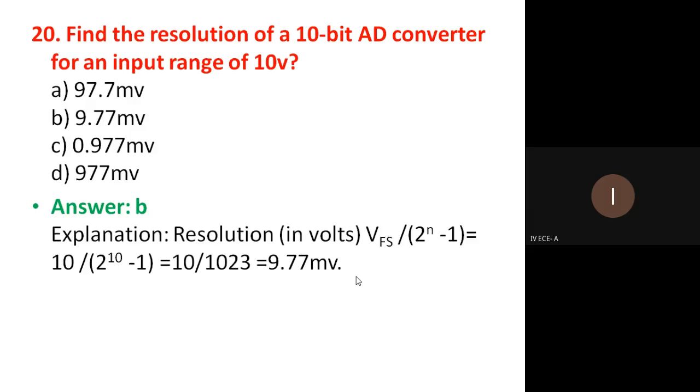Next one. Find the resolution of a 10-bit A to D converter for an input range of 10 volt. Options: 97.7 millivolt, 9.77 millivolt, 0.977 millivolt, 977 millivolt. Answer B. Resolution in volts is VFS divided by 2 power n minus 1. VFS is equal to 10 volt, the full scale voltage, so 10 divided by 2 power 10 minus 1. So it gives 10 divided by 1023, which gives 9.77 millivolt.